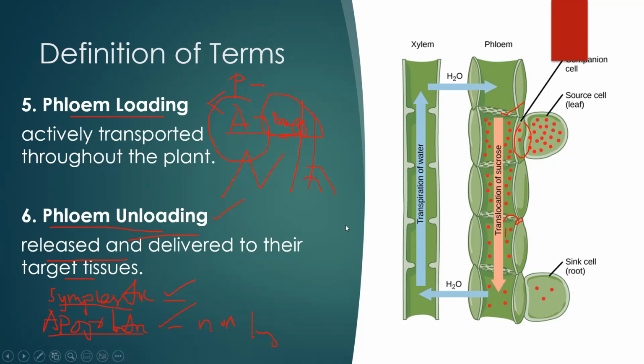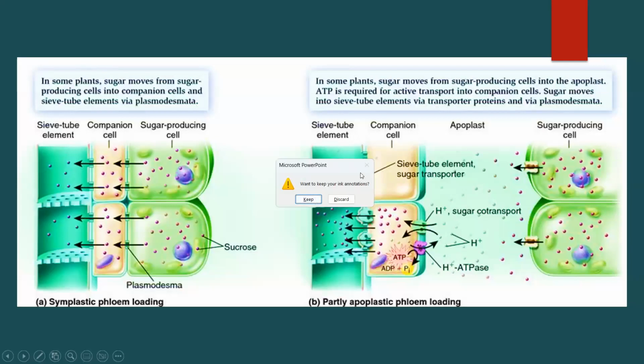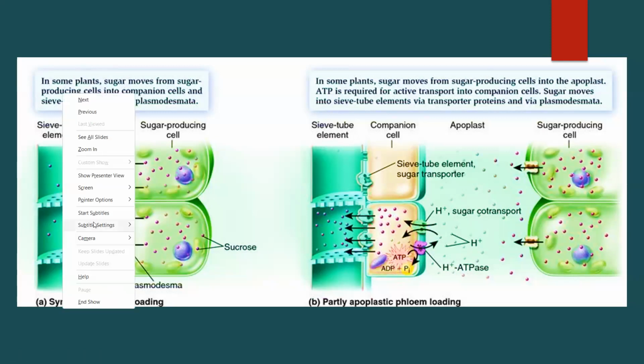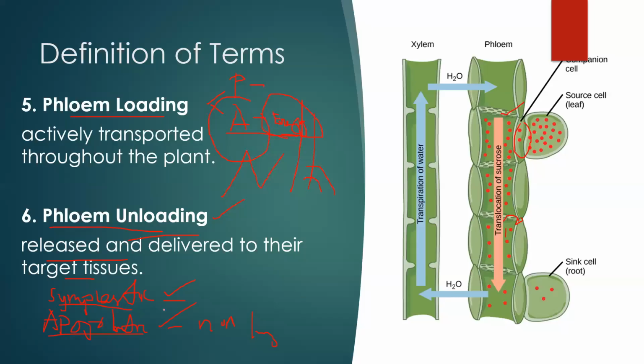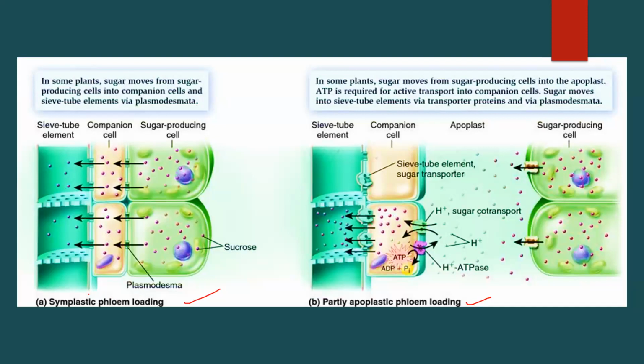Okay? So, next one. Another one is this figure. So, we have the symplastic phloem loading and the partly apoplastic phloem loading. So, eto naman yung types of loading in the phloem. Eto kanina yung phloem unloading and then meron din tayong phloem loading. Dalawa din, symplastic din siya, phloem loading and the partly apoplastic phloem loading.